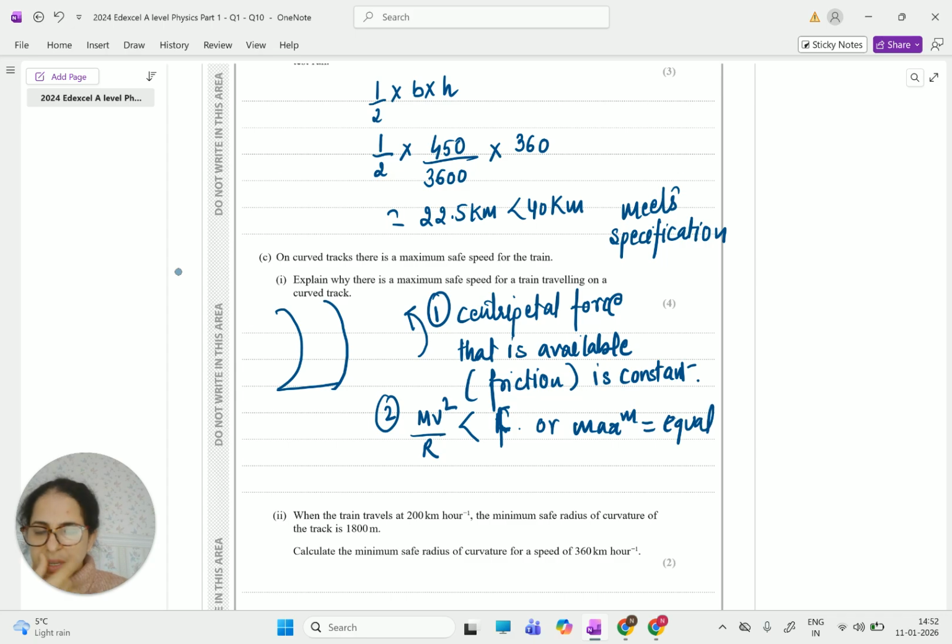The first point is that we have a limited centripetal force, because the friction force is limited. Because the friction force is limited, my mv squared by r, which is to be provided by the friction, has to be either less than the friction, or at maximum equal. Otherwise the friction force cannot provide the turning force, and hence the train would skid off the track. It would not be able to turn. It would just keep going straight because the friction force is not sufficient. So the maximum safe speed should be able to balance the friction force. That tells you the train does not derail.